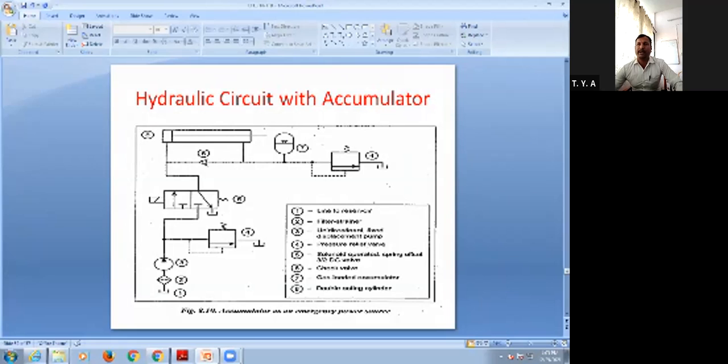Here is our reservoir, the line to the reservoir. This is a filter strainer. This is a unidirectional fixed displacement pump. Here we have the pressure relief valve. So this is connected to P, this A, and your piston or cylinder will move in this forward direction.